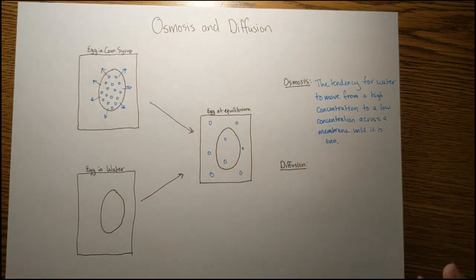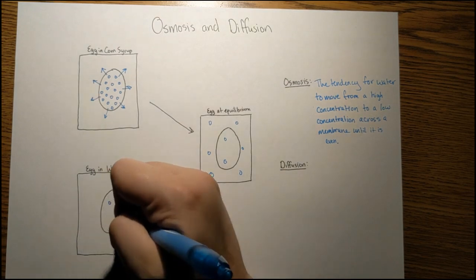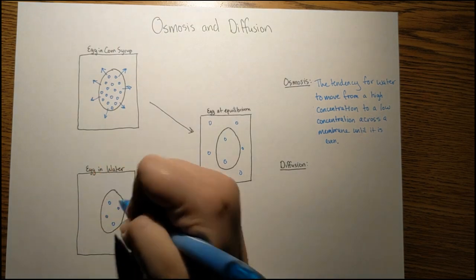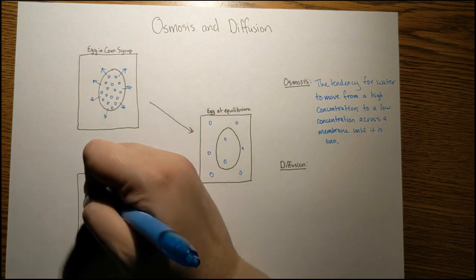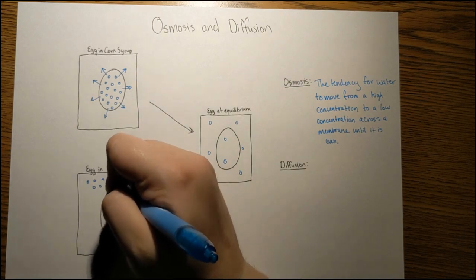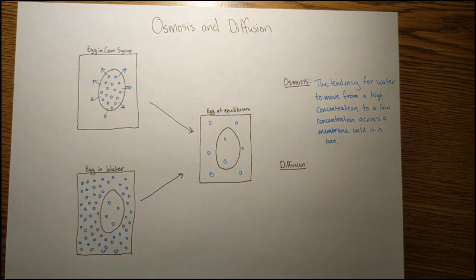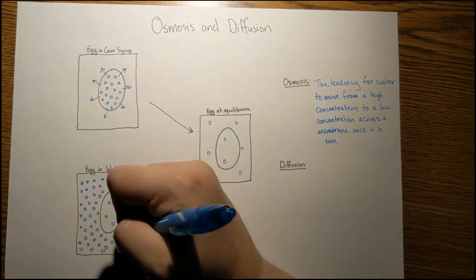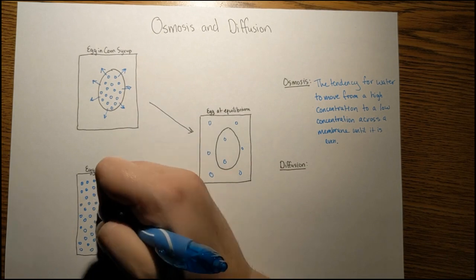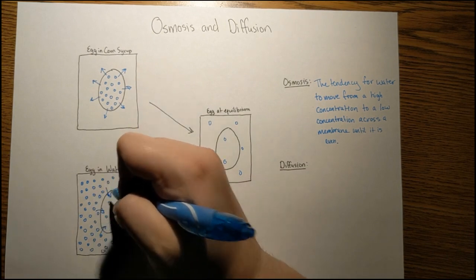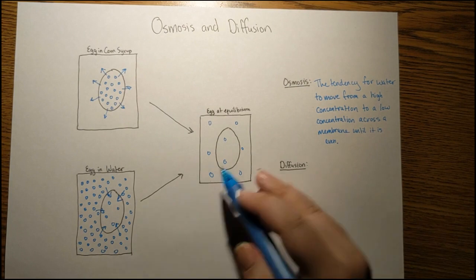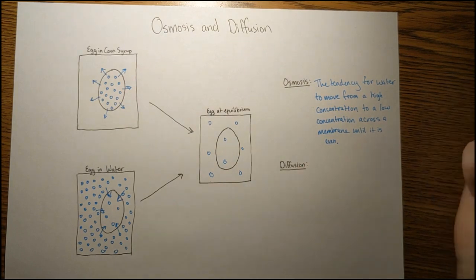If the inside of the egg has a lower concentration, so it has some water molecules, and we have a much higher concentration on the outside, then we will have the exact opposite happen, and the water will start to move into the egg, kind of getting it a bit puffier. And again, until we reach that equilibrium where there's an equal concentration on the inside and the outside.